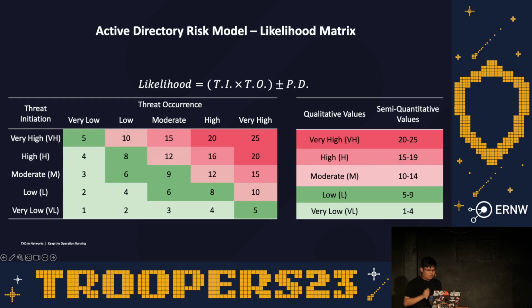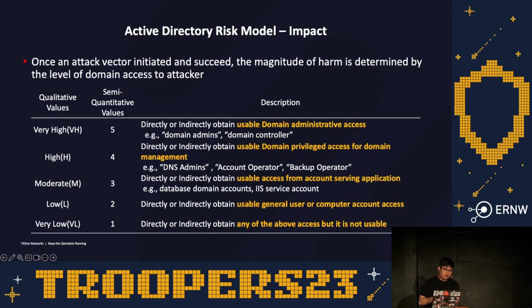And when we get the result of likelihood, we can deep dive into the impact part. For the impact, we also map to the AD features: what kind of privilege or permission we get after the attacker initiates this attack vector. So, for example, if this attack vector is initiated and succeeds, and the attacker can directly or indirectly obtain domain administrative access, such as domain admin, domain controller, and so on, we define this impact as very high, and the semi-quantitative value will be 5.